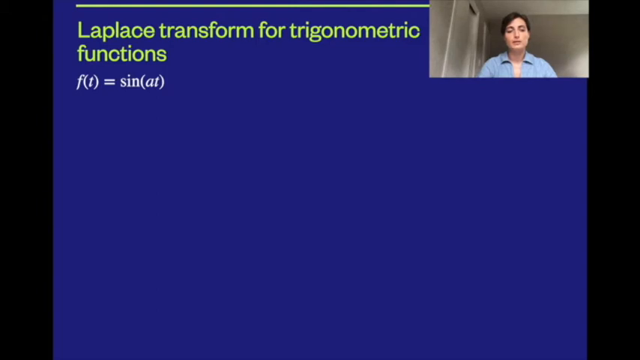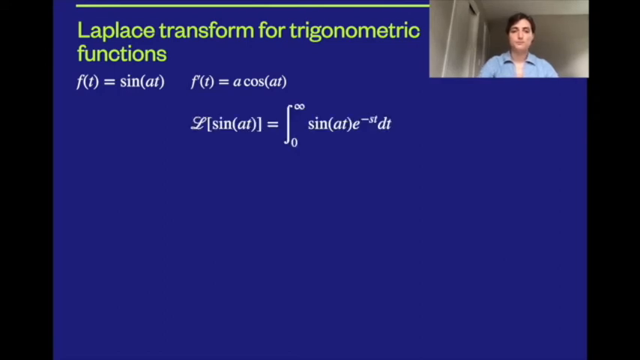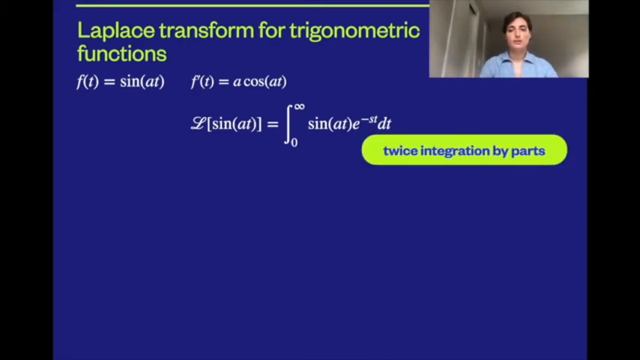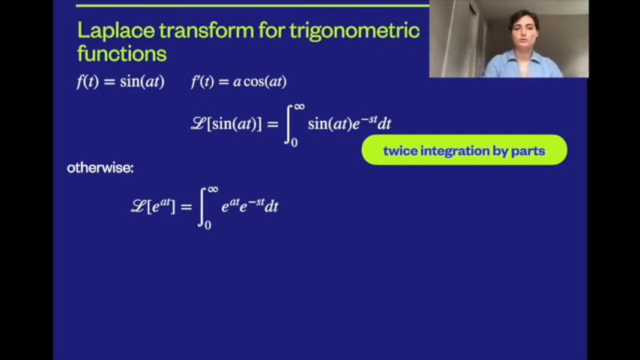We want to prove the Laplace transform of sine of at. We know that the first derivative is a cos at. And we can write the Laplace transform as the usual integral between 0 and infinity, our function, times the integration kernel. We can solve this using twice integration by parts. But there is another way. We can think of looking at another function altogether for a little bit. We look at the exponential of at.